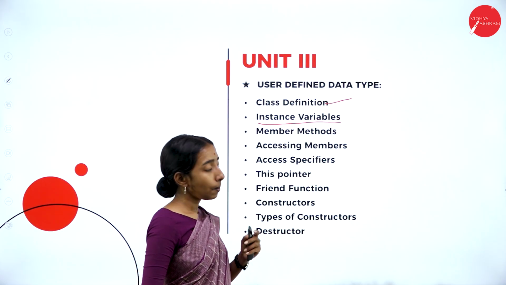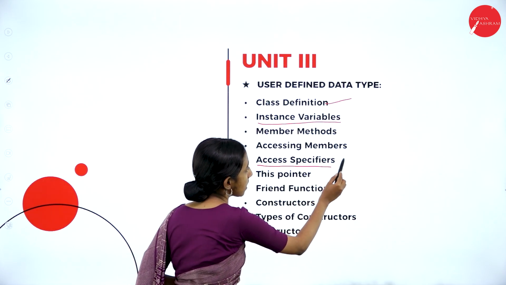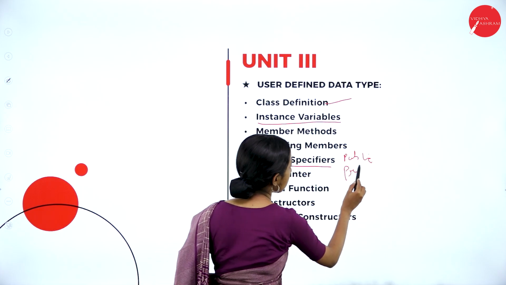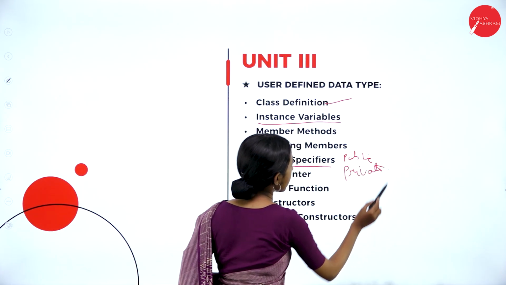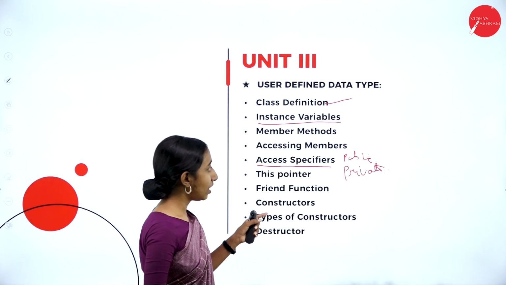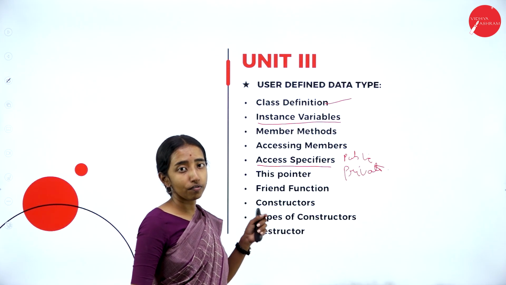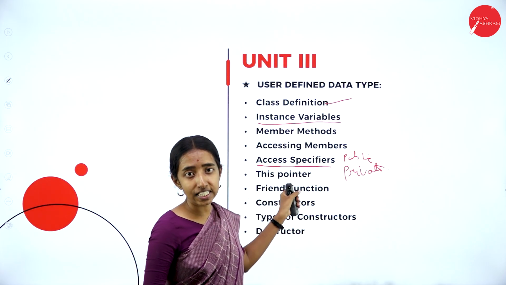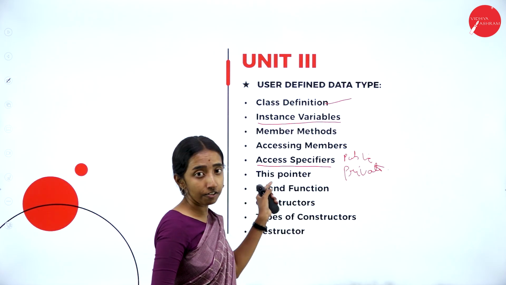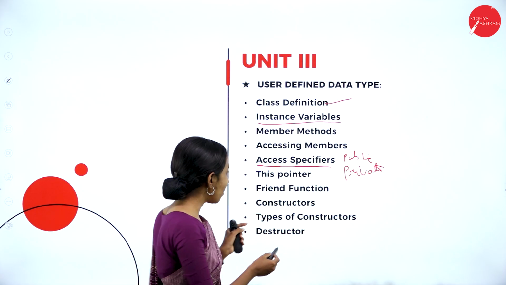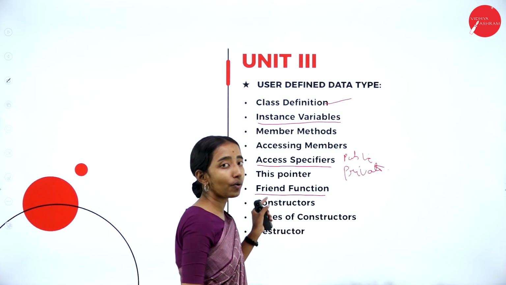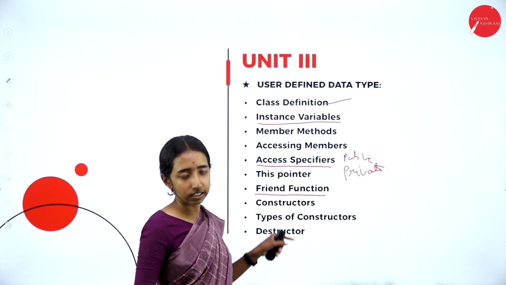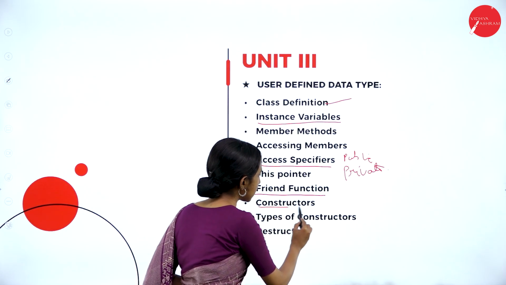Access specifier. Mainly we are having the access specifiers like public, private, protected. So we are having different access specifier. We will learn that. Next, this pointer. Concept called this pointer. Next, friend function. In a function, we are having a friend function. How it works. When we do use this. What is the need of friend function? We will learn that. Next, constructor.